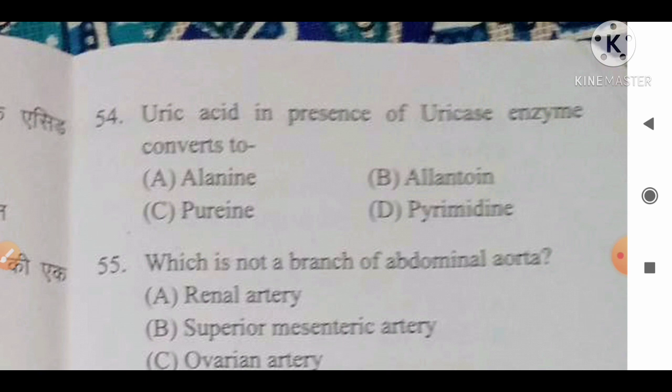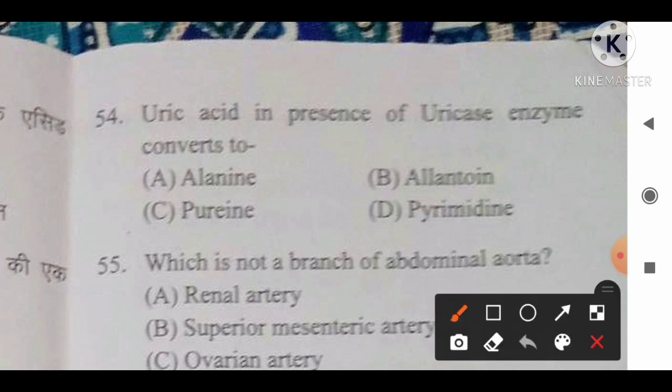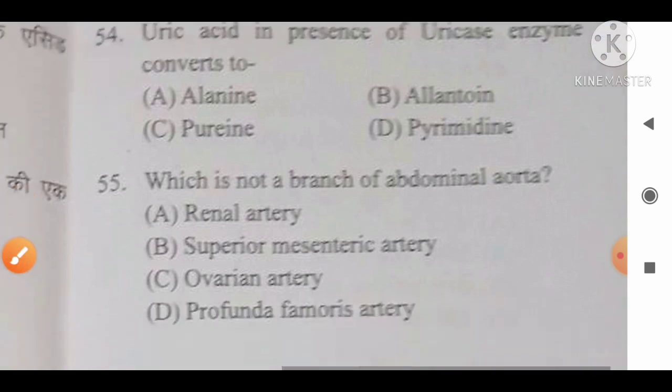And the fact available regarding this question: the enzyme uricase converts uric acid into allantoin, and the microorganisms that possess this enzyme are E. coli, Proteus mirabilis, and Bacillus pasteurii. So from the given information we can say option B, allantoin, will be the correct answer for this question. Move to the next question, number 55.